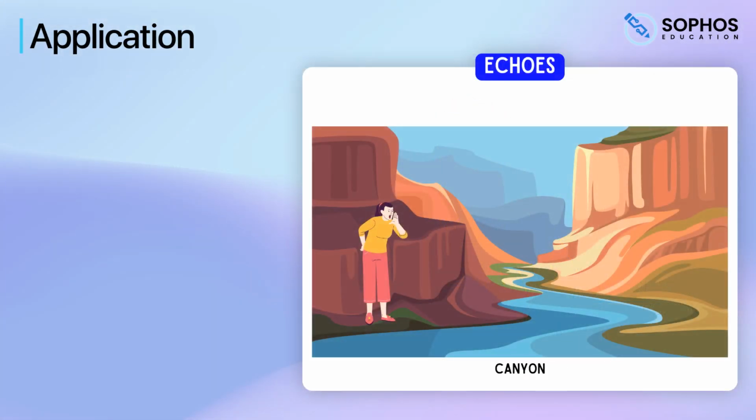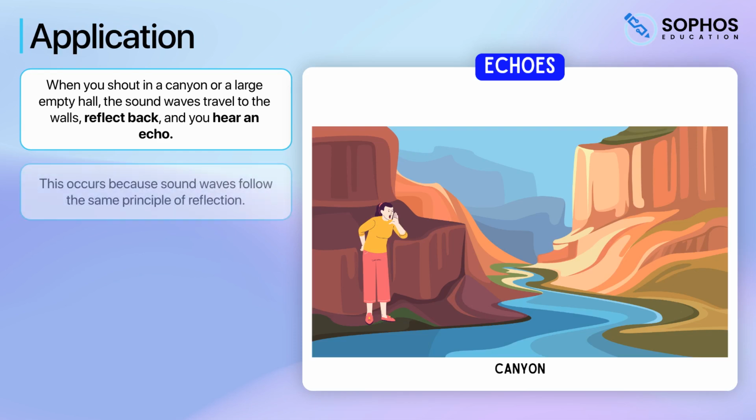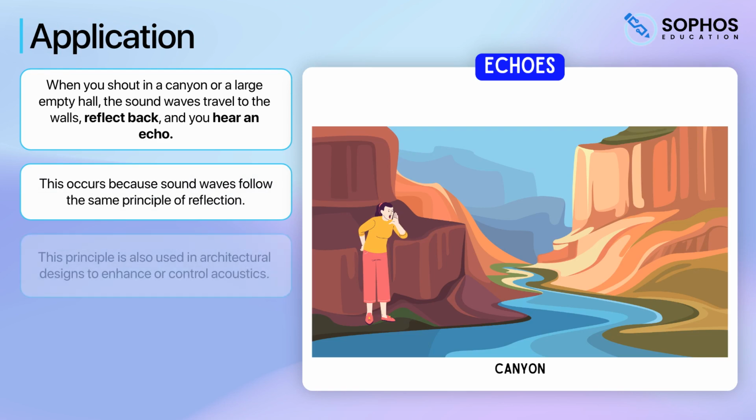Echoes are another example of reflection. When you shout in a canyon or a large empty hall, the sound waves travel to the walls, reflect back, and you hear an echo. This occurs because sound waves follow the same principle of reflection. The angle of incidence equals the angle of reflection. This principle is also used in architectural designs to enhance or control acoustics.